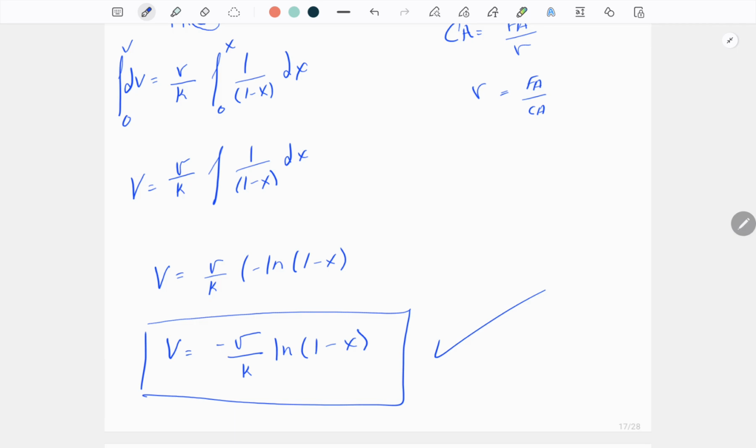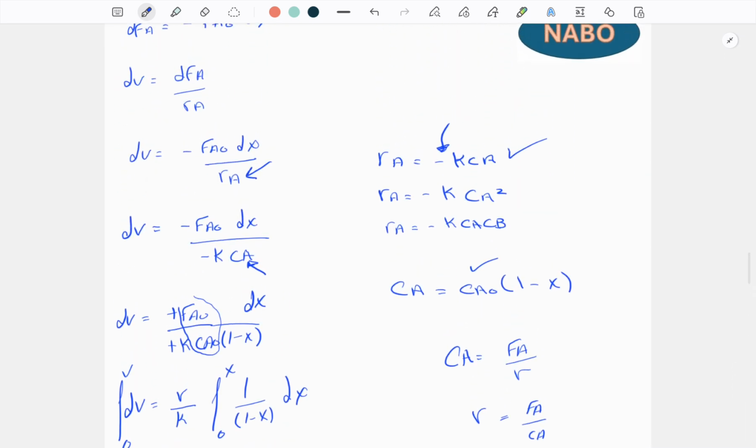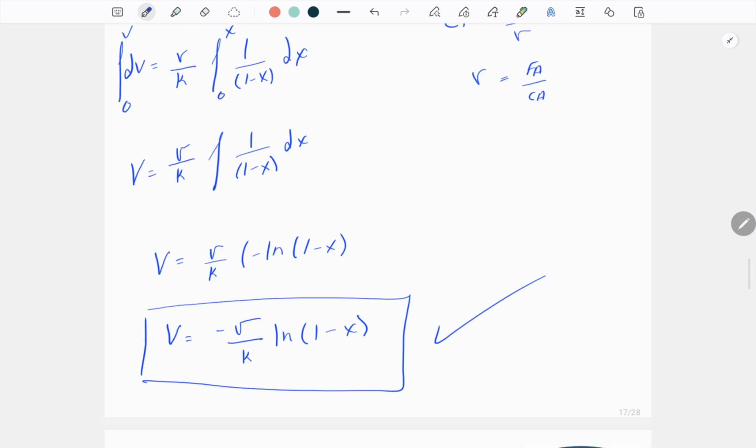That's the formula you'll use to size your plug flow reactor, and it depends again on the rate of reaction. It could be first order, second, or mixed. It also depends on whether the reactor is isothermal or not. If it's isothermal, then k will be a constant. If not, then k will be a function of temperature.